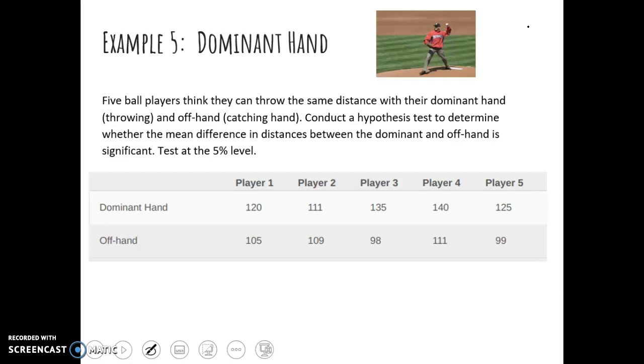Dominant hand. 5 players think they can throw the same distance with the dominant hand throwing and offhand catching hand. Conduct a hypothesis test to determine whether the mean difference in distances between the dominant and offhand is significant. So for this one, you want to see if there's a difference. Is there a difference? Okay, so pause the video and come back when you're ready to see what the answer is.